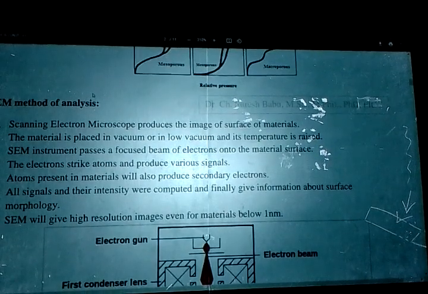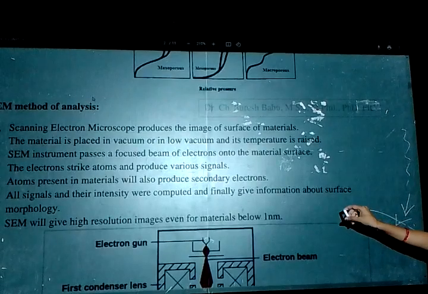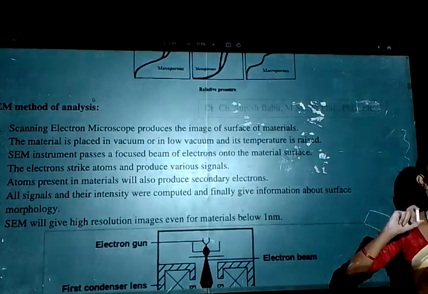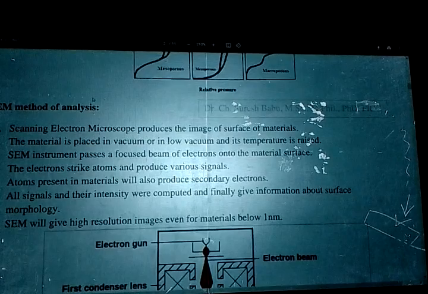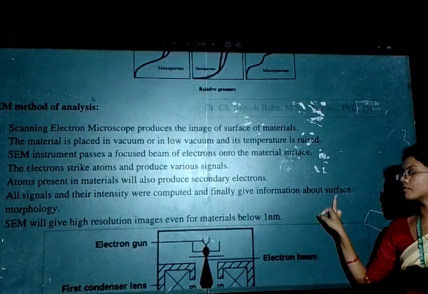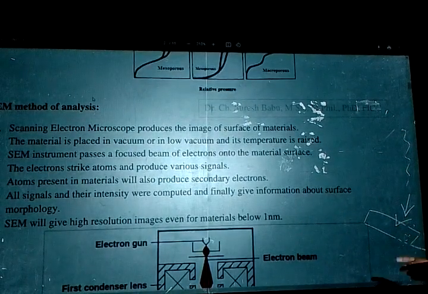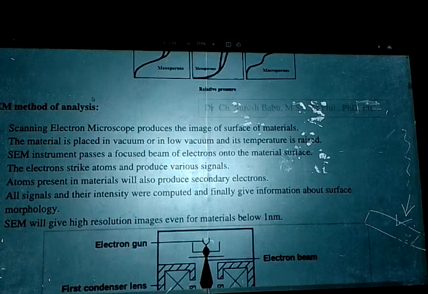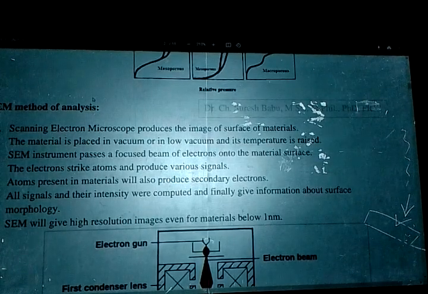And finally they give the information about the surface morphology, as we have seen in the before picture, the nanotubes, right? So like that, in the same manner we get an image of the surface morphology. And SEM will give high resolution images even for materials below 1 nanometer. That means a very clear-cut picture or image this SEM will be producing. High resolution means what? Very clear. So those types of images this SEM will be giving. Understood?